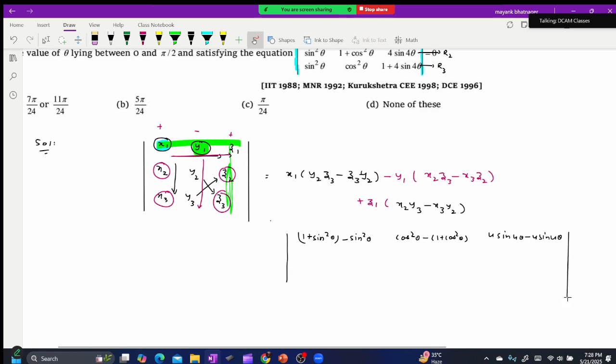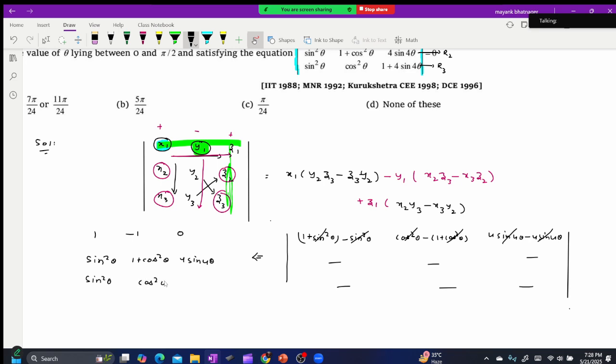Now, for ease, this will be cancelled, this will be cancelled, this will be cancelled. Let's leave the second and third rows as they are. So the first row becomes 1 minus 1 and 0, and the next rows are sine square theta, 1 plus cos square theta, 4 sine 4 theta. Do you think it has become somewhat easier now? Do you want to make it even easier?